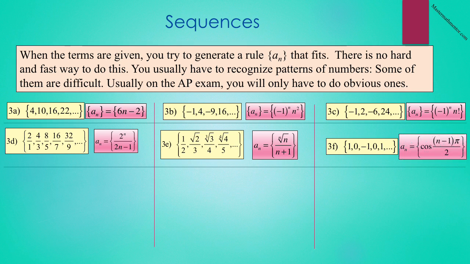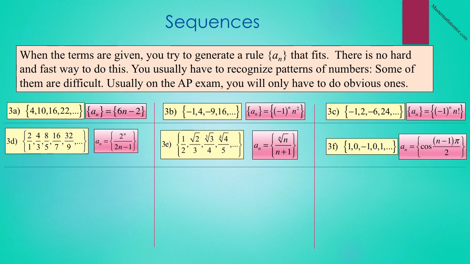3f reads 1, 0, negative 1, 0, 1, ... The pattern is obvious, but coming up with a rule, not so much. But this problem occurs quite a bit, and you're going to need to recognize it. It really has to do with the trig function. In fact, it deals with the cosine function.